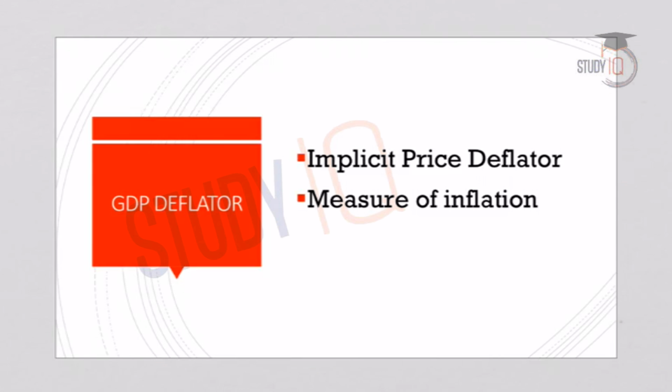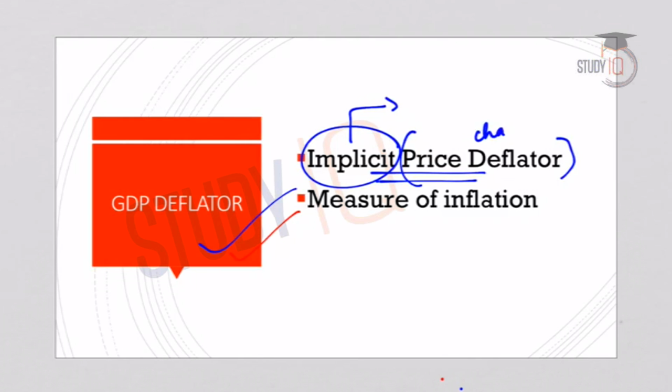Now, let us first understand what is a GDP deflator. GDP deflator is also known as implicit price deflator. The word implicit itself will give you some idea about what GDP deflator would be. It gives an implicit idea about price deflation or any price change, and this is of course a measurement of inflation. So GDP deflator is a measurement of inflation in the economy.